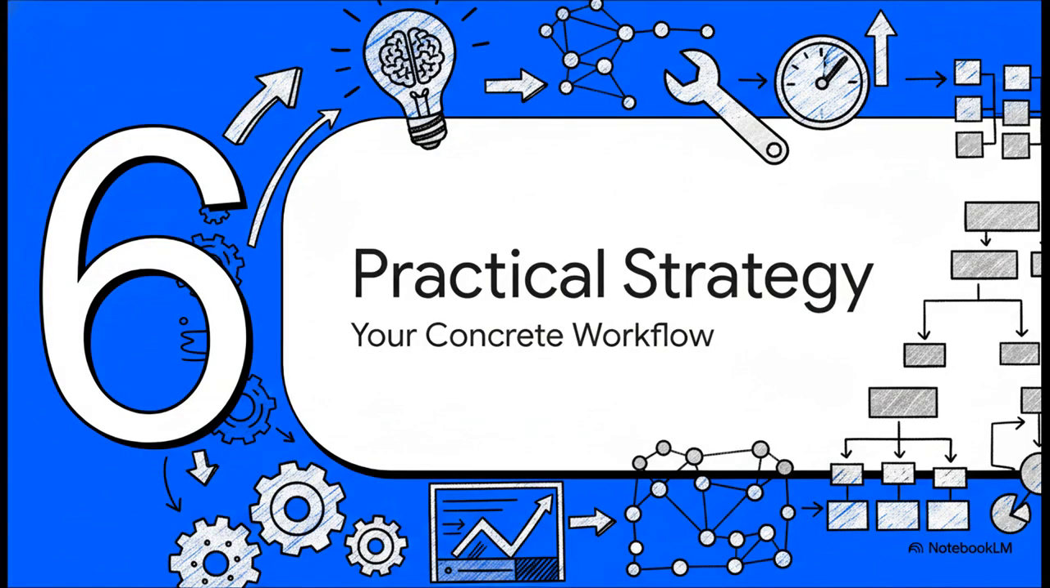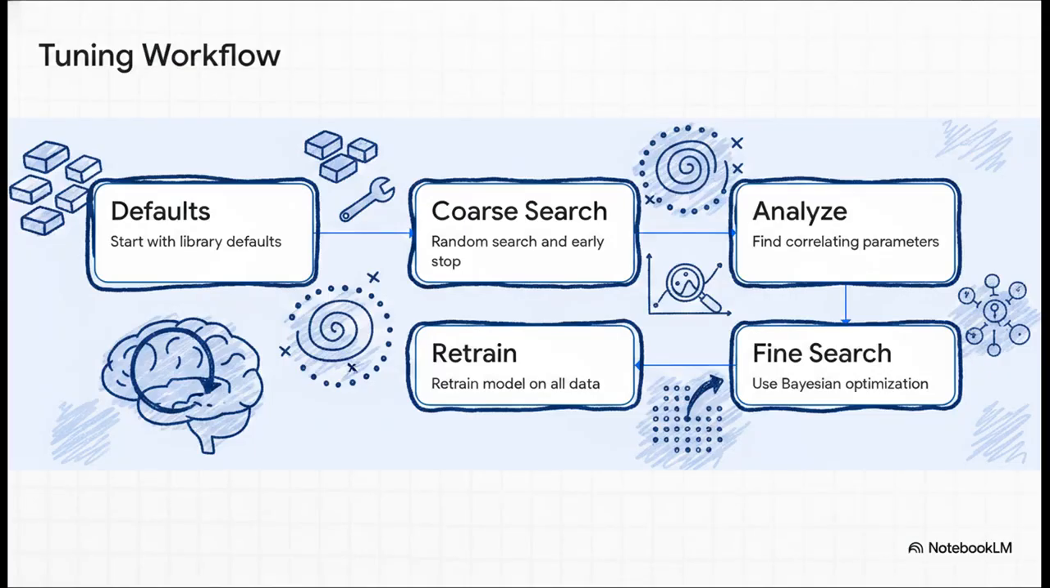Finally, section 6, the practical strategy. Let's put together your concrete workflow. Okay, we've covered the theory, we've got the tools. Let's bring the whole shebang together into a master strategy for your very next project. Step 1, always start with library defaults. They're usually going to get you 80% of the way there anyway. Step 2, run a coarse random search with really wide ranges and early stopping just to weed out the garbage fast. Step 3, analyze what parameters actually correlate with performance. Step 4, narrow your search space and run a fine search using Bayesian optimization. And Step 5, take your winning hyperparameters and retrain your model on all the data.